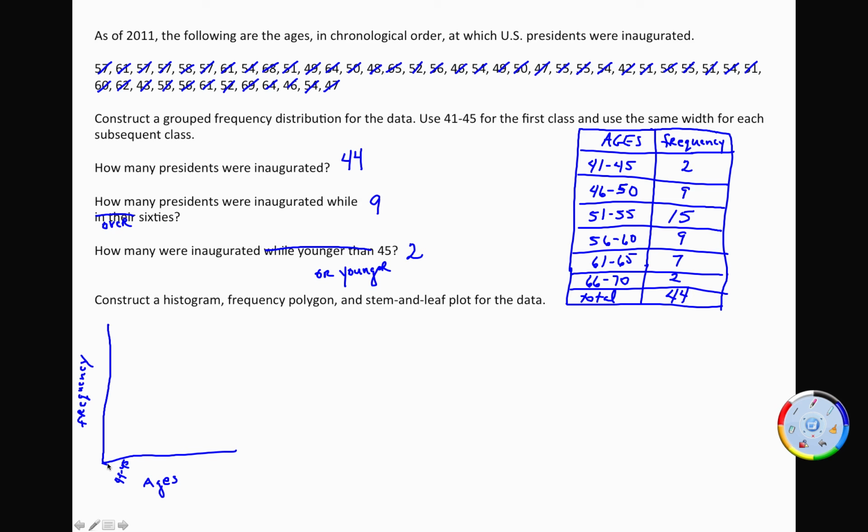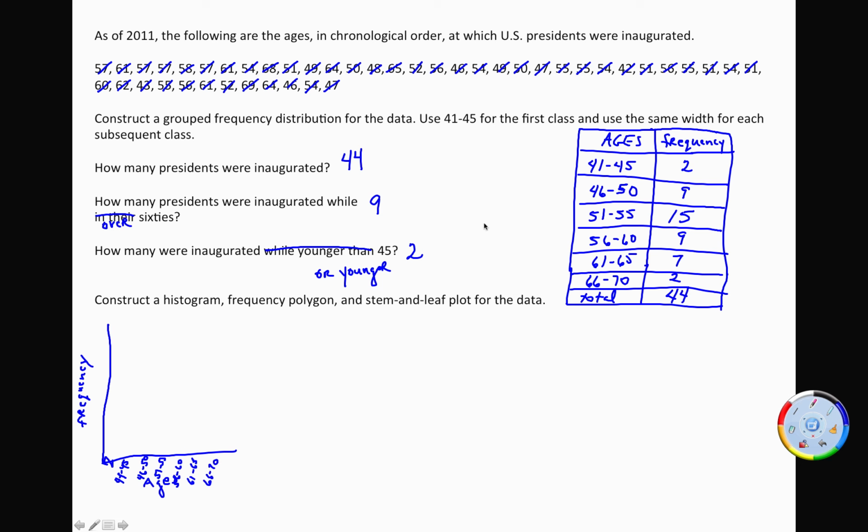Okay, so I'm going to have a bar width here. I'm going to make my little jag. Okay, 46 to 50, 51 to 55. I cannot write sideways on this thing. 56 to 60, 61 to 65, and 66 to 70.